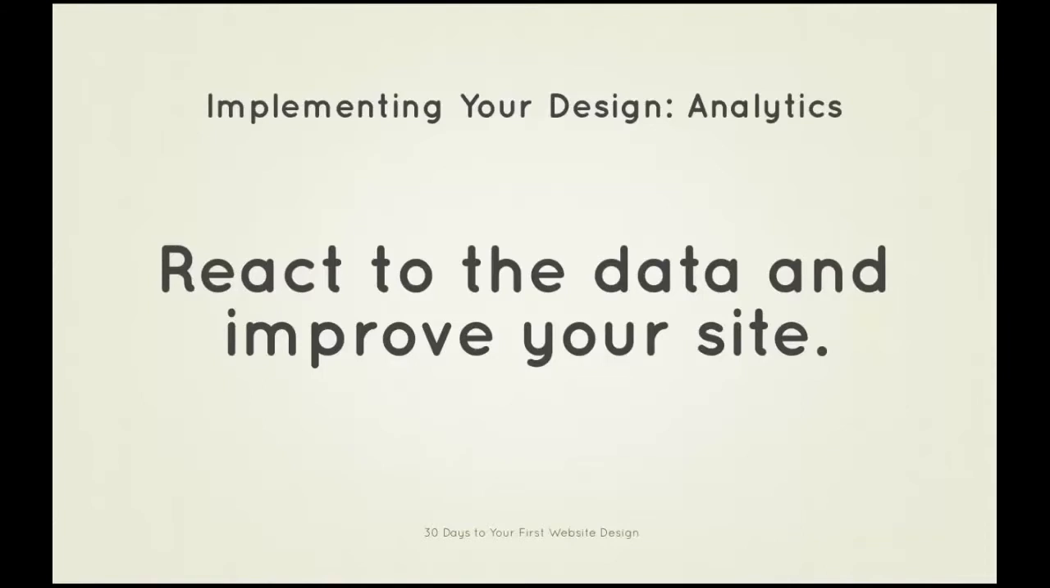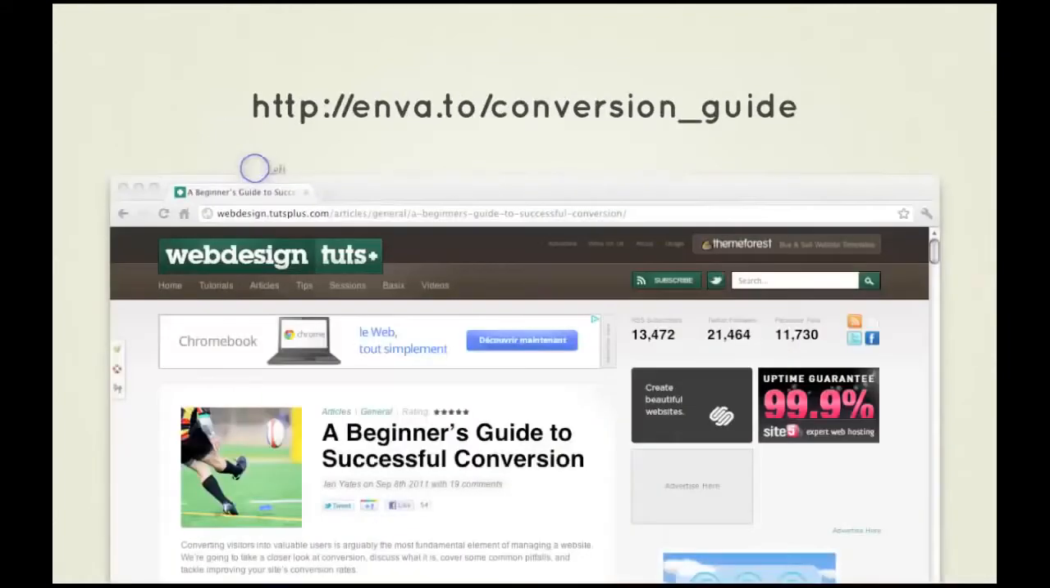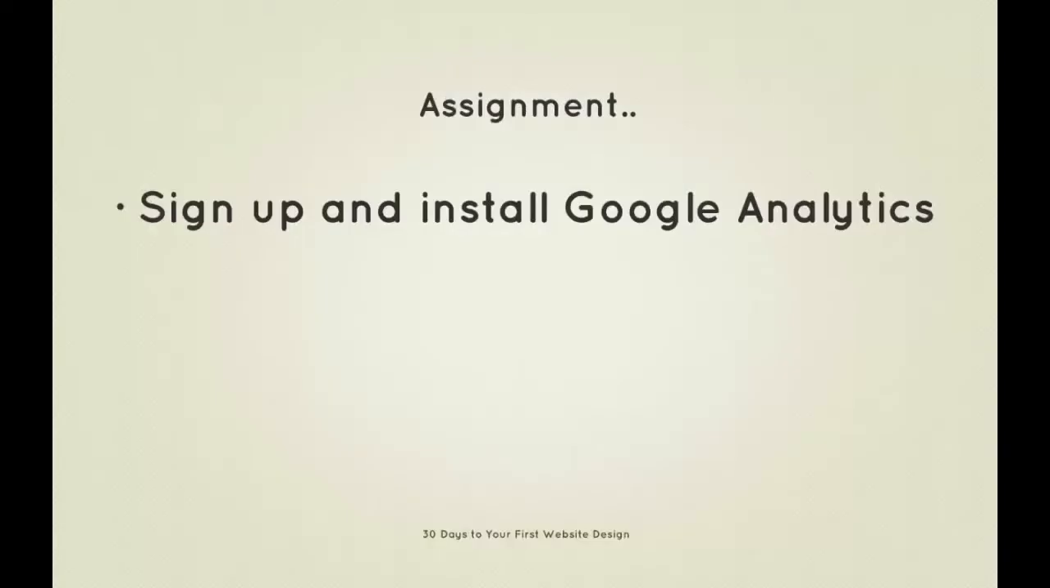Okay, it's time for some further reading. I've mentioned this one before, but actually that was all the way at the beginning of the series, and it applies equally well on this occasion. A Beginner's Guide to Successful Conversion looks in more detail at setting up and analyzing goals and funnels within Google Analytics. Now, I'd like you now to sign up for an Analytics account if you don't already have one, and implement Google Analytics on your site.